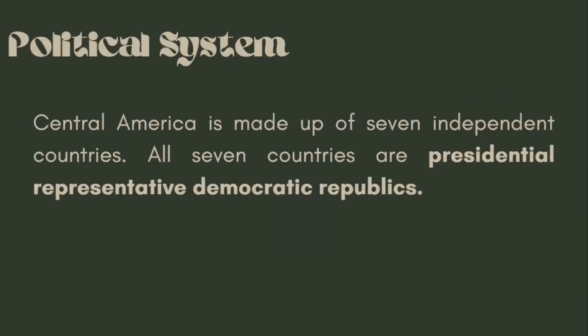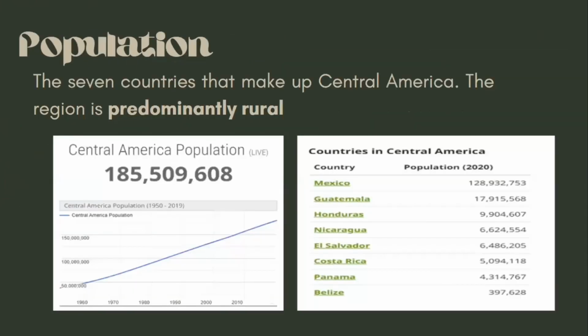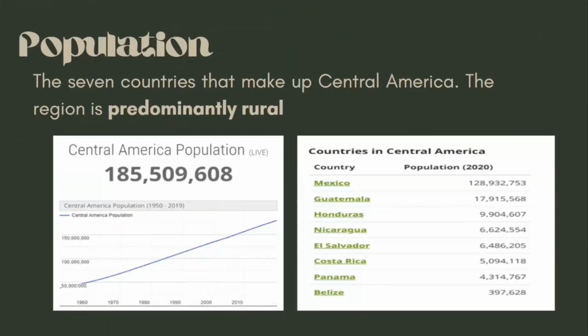Now, Central America is actually made up of seven independent countries, each with its own unique political system. Now, all seven countries are presidential representative democratic republics, although there are significant differences in terms of political stability and human rights. Now, let's go back to the seven countries here. So, as I've said earlier, these seven countries have different kinds of political systems.